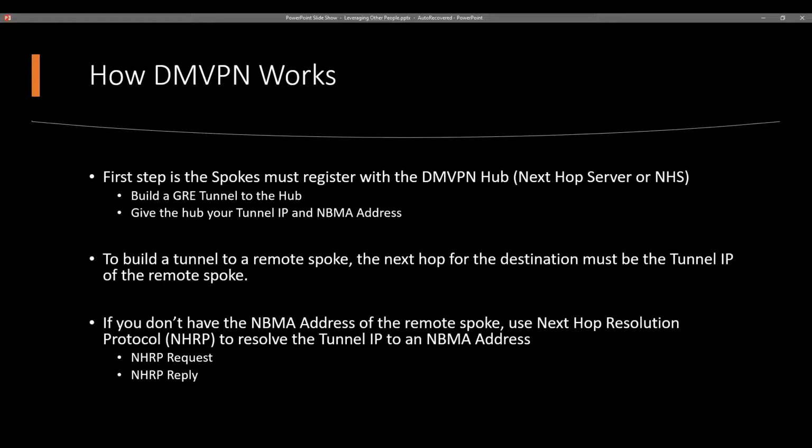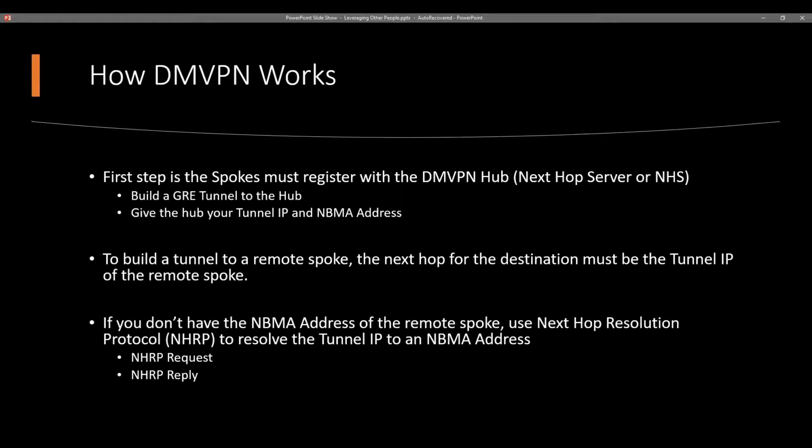When you're trying to speak to a computer that's on the same LAN as you, you have the IP address, but you don't have the MAC address. So you're going to use ARP in order to learn the MAC address that is mapped to that IP. In DMVPN, this is what NHRP is used for. You're trying to learn the NBMA address that is mapped to a tunnel IP.